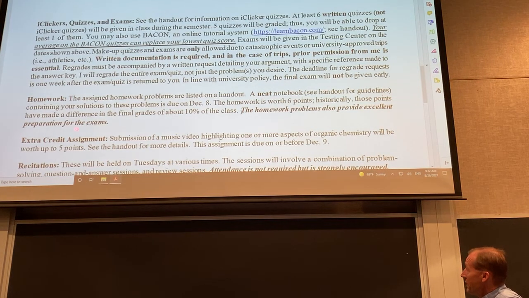This point right here in bold and italics is also very, very important. The homework problems are one of the best ways to prepare for the exam. So if you're working the homework problems regularly, not only will you benefit if you end up on the borderline, you will also benefit in terms of having higher exam scores because you will be well prepared for the exam. So the value of the homework is much more than just the 6 points that are shown here.